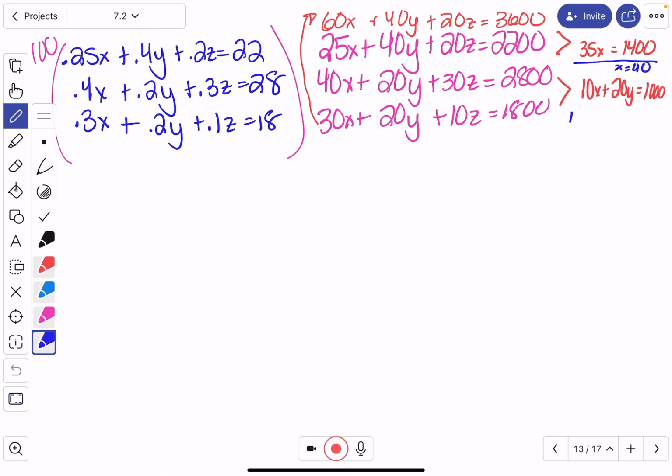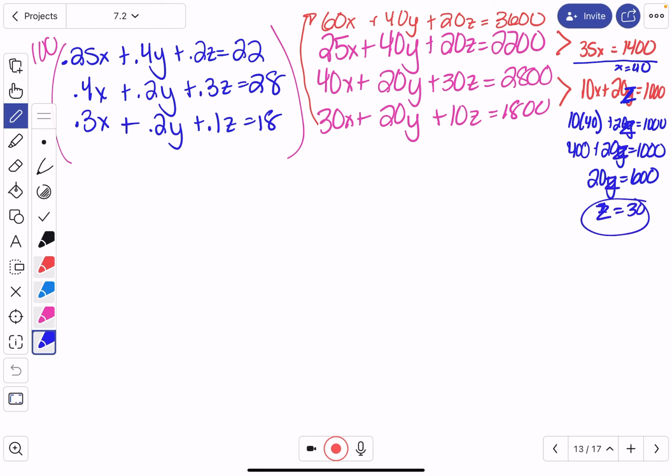So now we can plug that into here. We have an x. So 400 plus 20z equals 1,000. Subtract 400, 20z equals 600. So that should be z, not a y. My bad. z. So z equals 30.